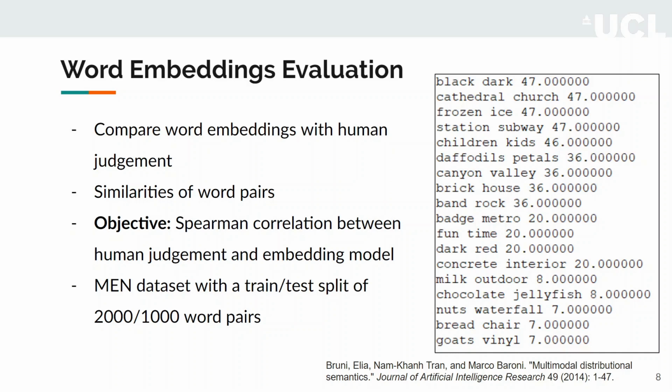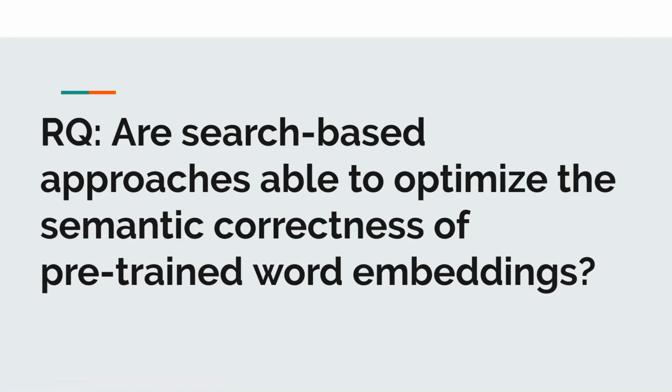For example, black and dark are very similar. They get a 47 out of 50. And bread and shirt, which you can see at the bottom of the list, only gets a 7. You compute the same similarities with the word embedding models and use this to show the correlation between word embedding judgment and human judgment. The dataset that is used for this is the MEN dataset. There's a train-test split of 2000 and 1000 word pairs. Given this information, we are tackling the question of whether search-based approaches are able to optimize the semantic correctness of pre-trained word embeddings.